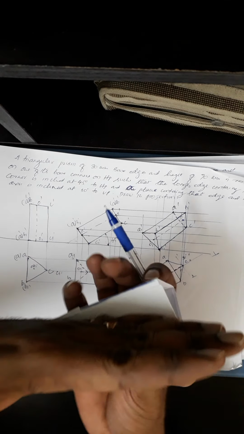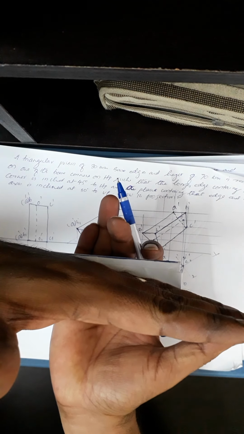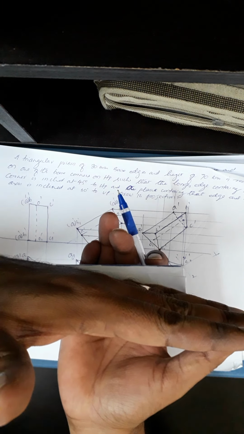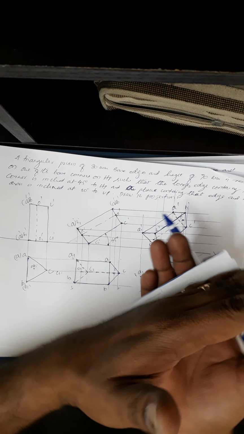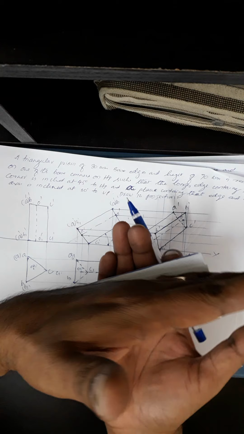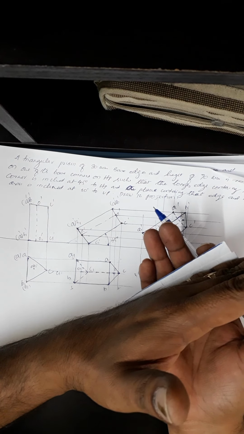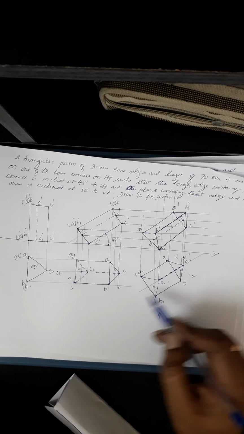imagine a plane here passing through that. He says that plane, which is now parallel to VP and perpendicular to HP, should be inclined at 30 degrees to VP. Then you have to redraw this solid containing that edge and the axis to incline at 45 degrees. So then directly draw at 45 degrees.